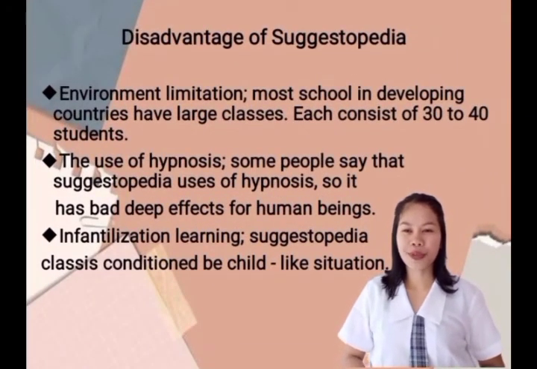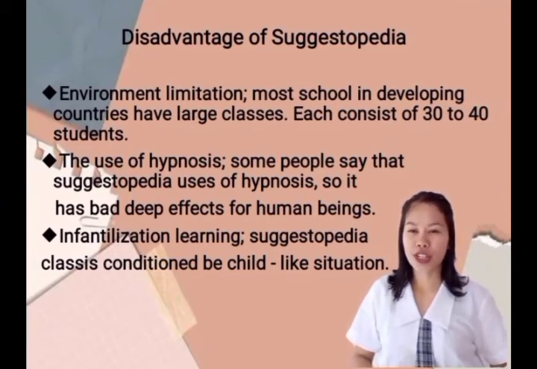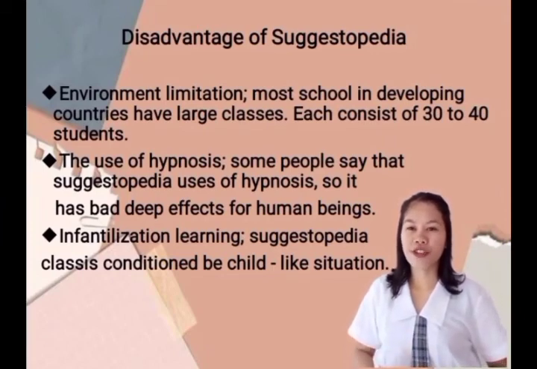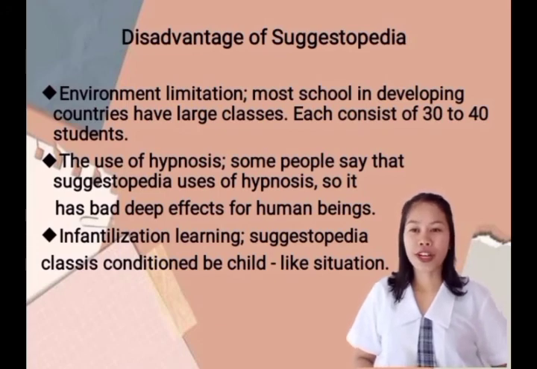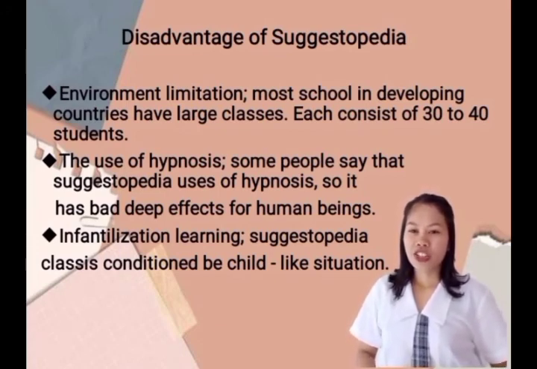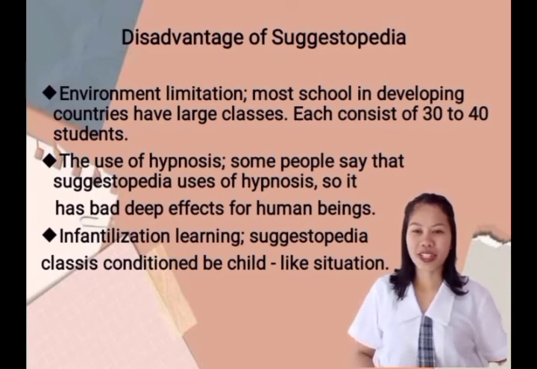Disadvantages of the Suggestopedia method. First, environment limitation. Most schools in developing countries have large classes. Each class consists of 30 to 40 students, whereas the Suggestopedia method calls for only 12 students in the class.